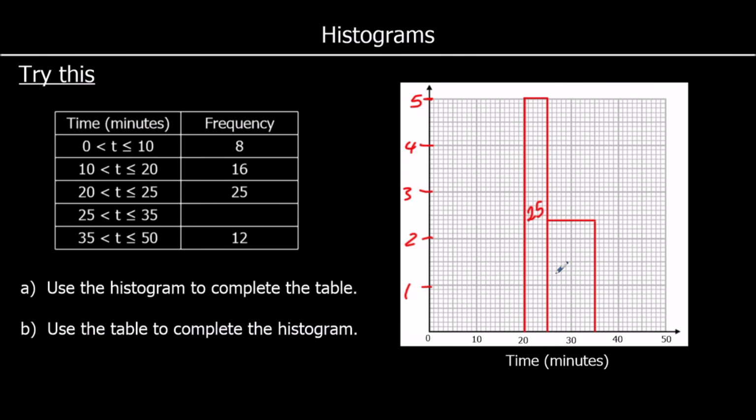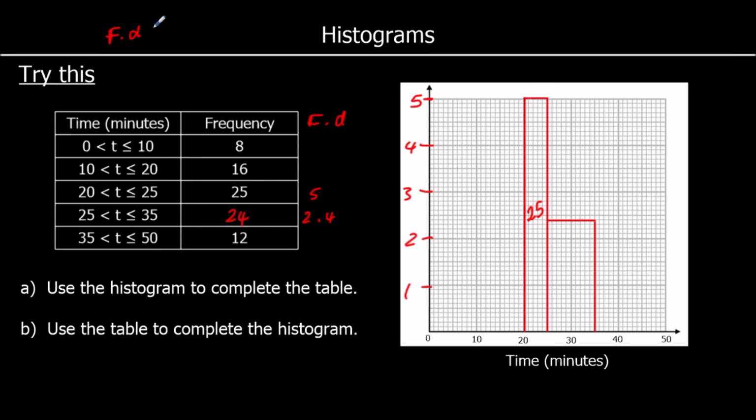So what is the area of this bar here? So it goes up 2.4. It's got a width of 10. So its area is 2.4 times 10. 2.4 times 10 is 24. So we've completed the table. Now we've got to complete the histogram. So we'll complete the frequency density column.